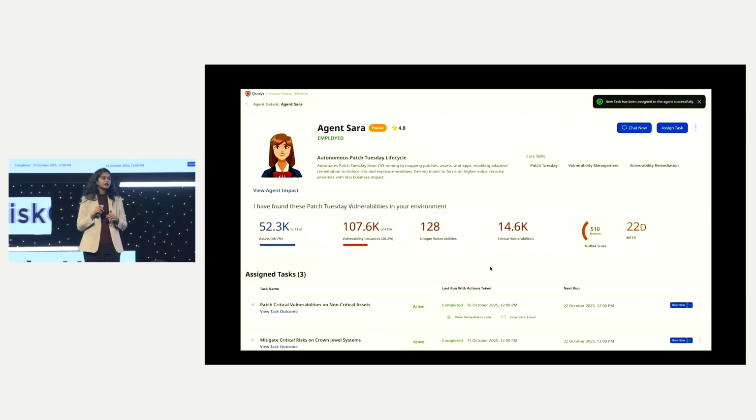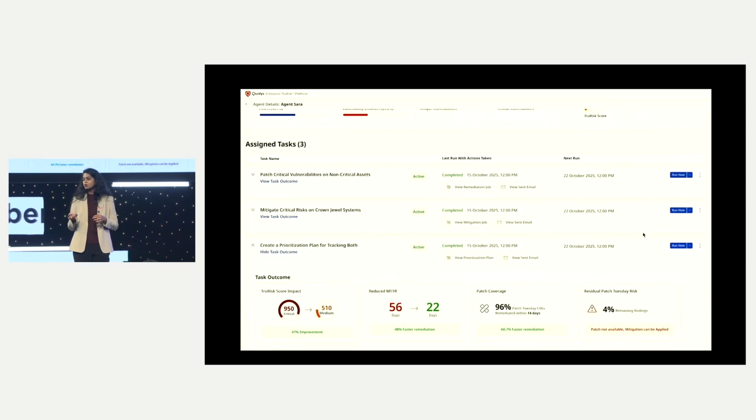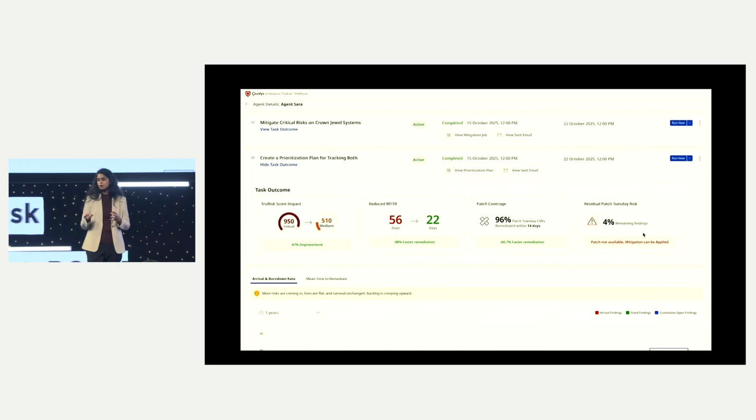Also, Agent Sara is capable of giving you a summarized view of your Patch Tuesday findings. How many are your critical findings? How many are your unique findings, and what is the true risk associated with them? Post-patching, Agent Sara can also give you a detailed understanding of your true risk scoring, how you have come down in the true risk findings, and what the patch coverage is. Getting the patch coverage detail is very, very difficult these days. So, you can get all this information in one place.